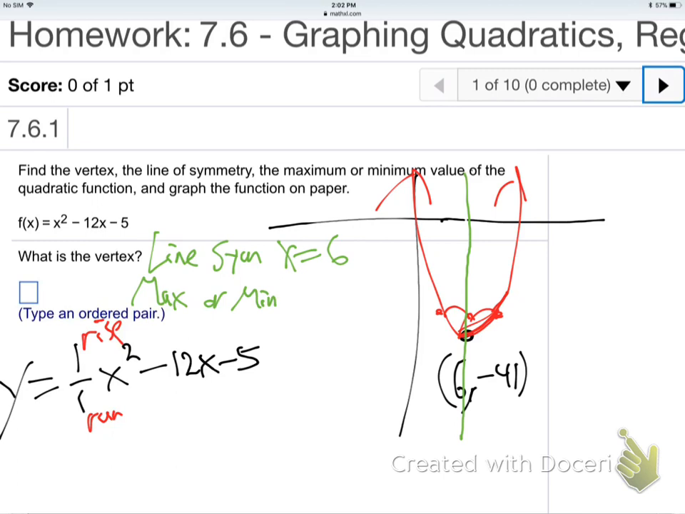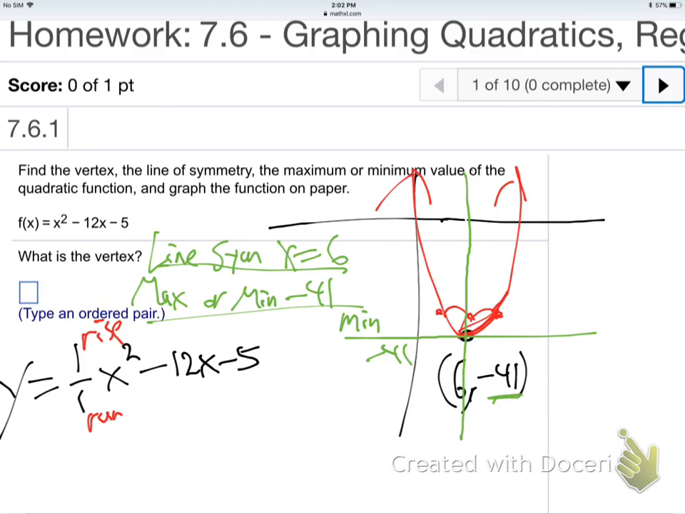Does this one have a max or a min? A minimum. Everybody okay with that? It has a minimum value. It has a lowest value. It has a bottom, huh? What's the bottom of that thing? It's the y value. Negative 41. That's as low as it goes. Negative 41. But it goes up forever, right? So we got the line of symmetry, the max or min, and we got a graph. And we're done.